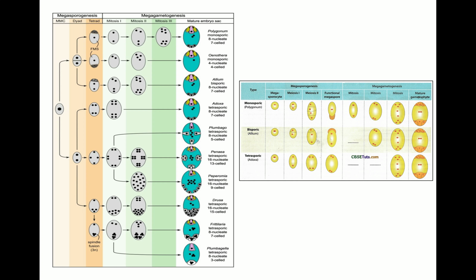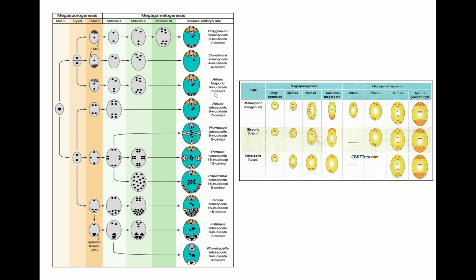That is why it is called monosporic. And it is an 8 nucleate and 7 celled structure. I have already explained how you can calculate 8 nucleate and 7 celled in a female embryo sac. Okay, next type is Oenothera. It is also monosporic, but it is 4 nucleate and 4 celled.